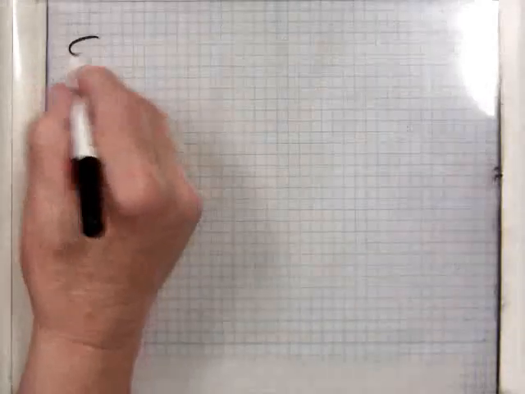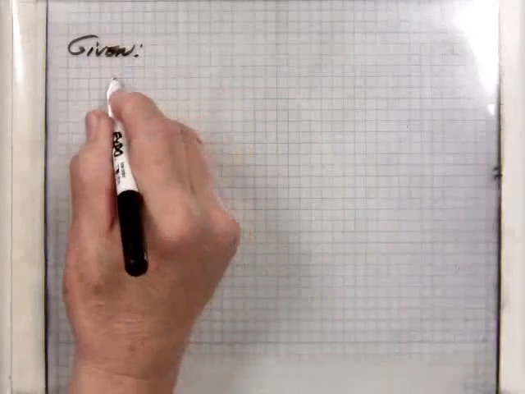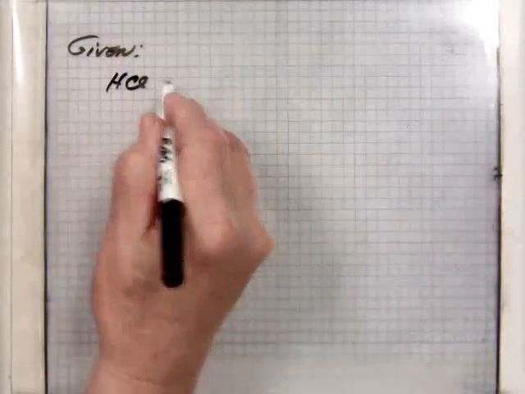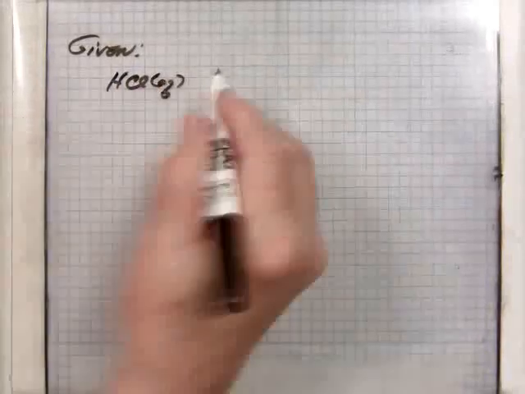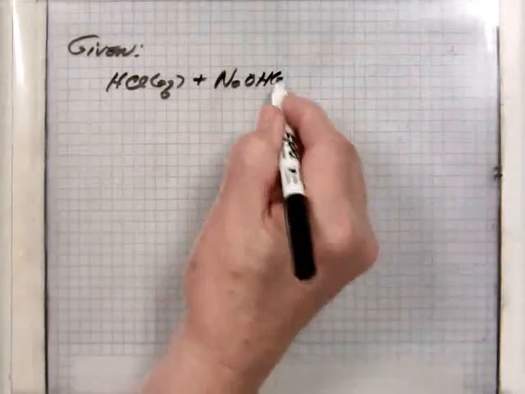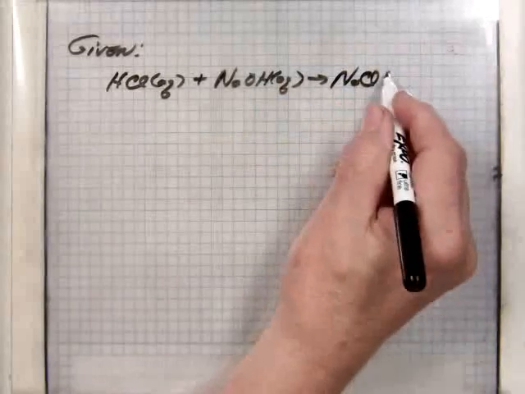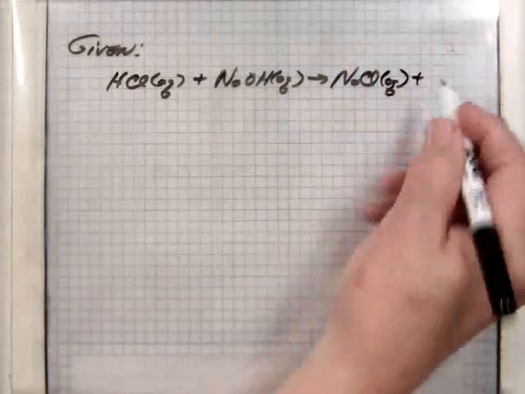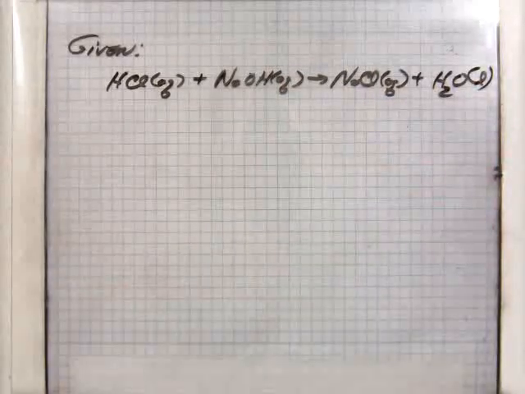Okay, let's say you're given the following equation. HCl aqueous, that means it's in aqueous solution, plus sodium hydroxide aqueous goes to sodium chloride aqueous, plus the driving force, H2O as a liquid.